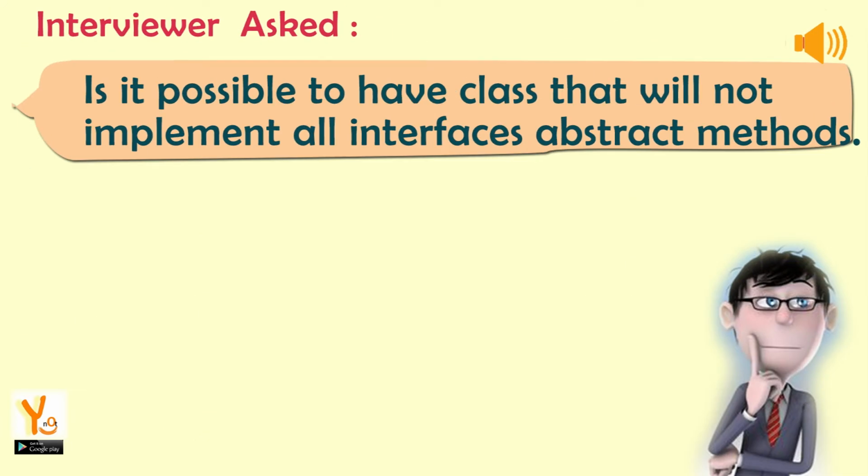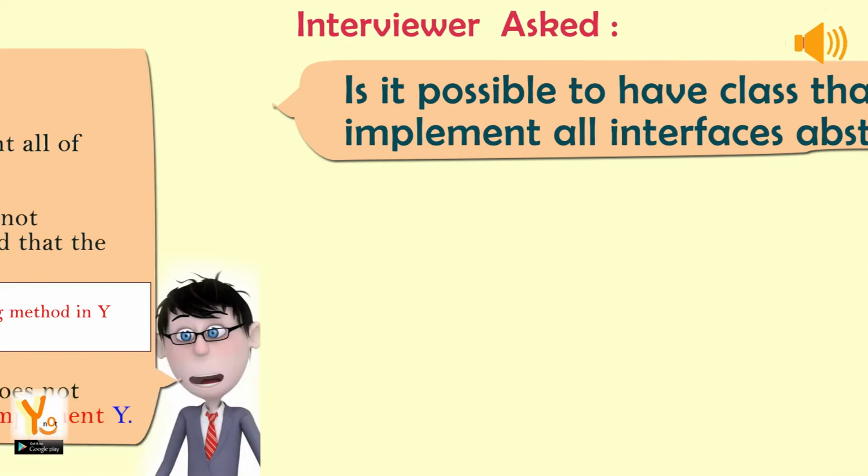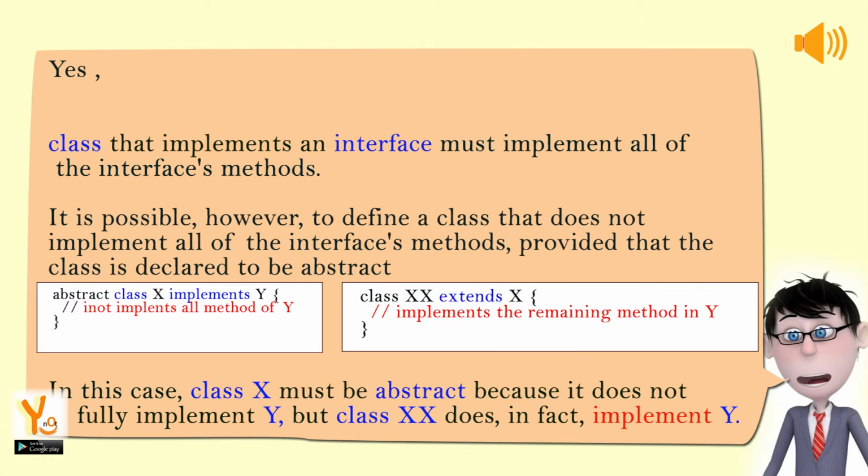Is it possible to have a class that will not implement all of an interface's abstract methods? Yes. A class that implements an interface must implement all of the interface's methods. It is possible, however, to define a class that does not implement all of the interface's methods, provided that the class is declared to be abstract. Example is given below. In this case, class X must be abstract because it does not fully implement Y, but class XX does, in fact, implement Y.